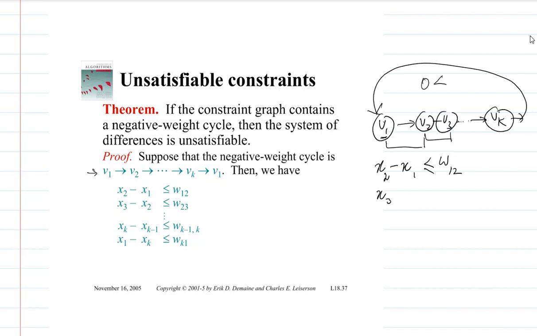X3 minus x2 should be less than or equal to w23, and so on and so forth, right? So if I write the last one, the vk1, that means we have x1 minus xk should be less than or equal to the edge weight wk1. So that will be the last value in the whole thing.